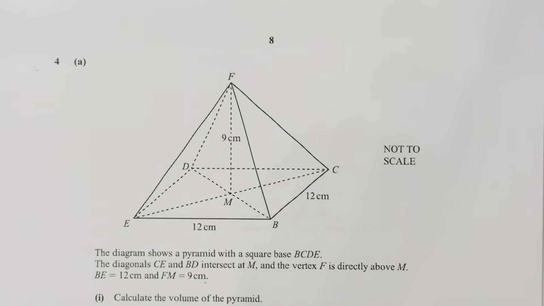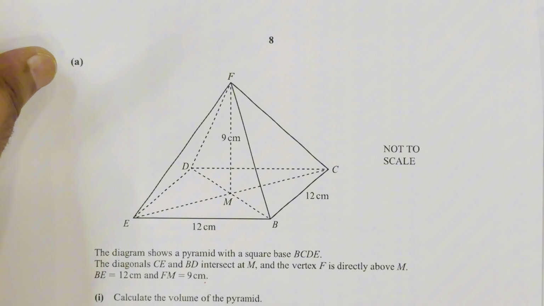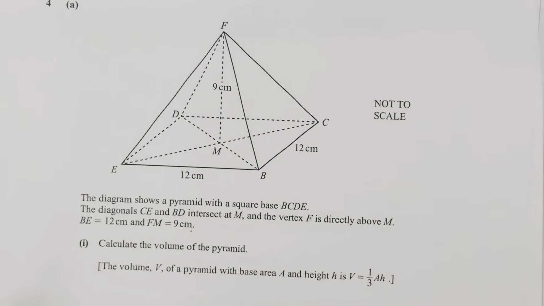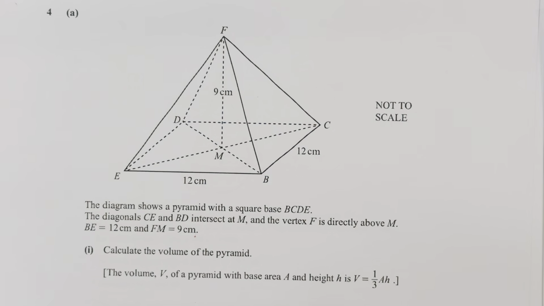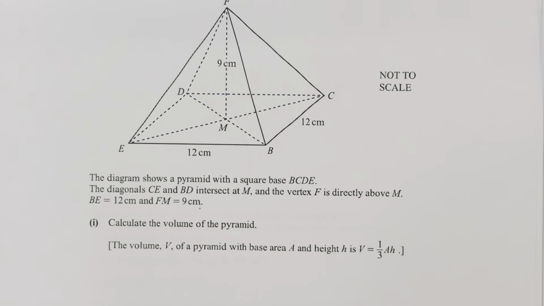Question number 4 is from the topic of mensuration. The diagram shows a pyramid with a square base BDCE. The diagonals CE and BD intersect at M, and the vertex F is directly above M. BE is 12 cm and FM is 9 cm. Calculate the volume of the pyramid.